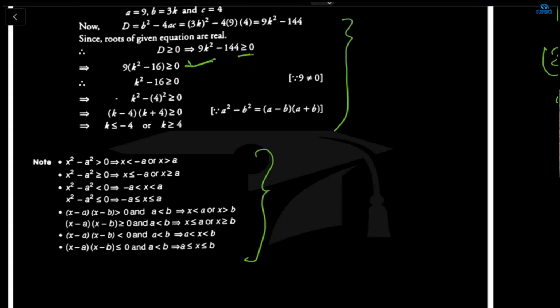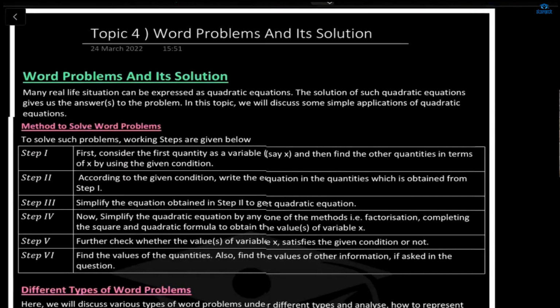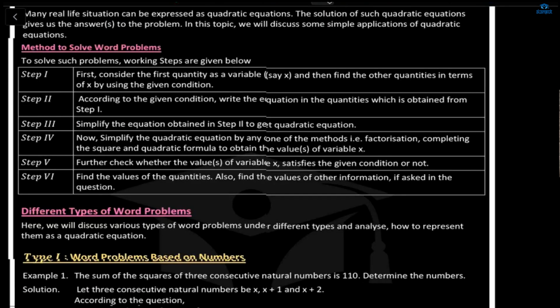Now let's see the word problems. We have already seen word problems when we were solving the linear equation. The same things apply here also. Those many types of word problems we are going to see in quadratic equations also. So, the method to solve the word problem: first, consider the first quantity as a variable x and then the other quantity in terms of x by using the given condition. Take one as x and the other in terms of x. Then, according to the given condition, write the equation in the quantities obtained from step 1. Now let's see how to do it.